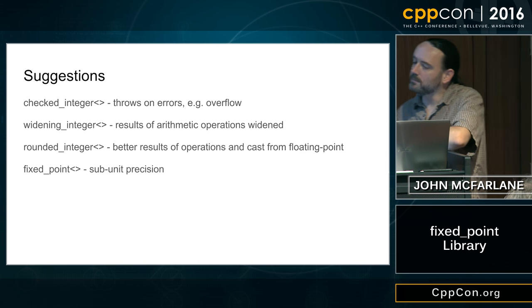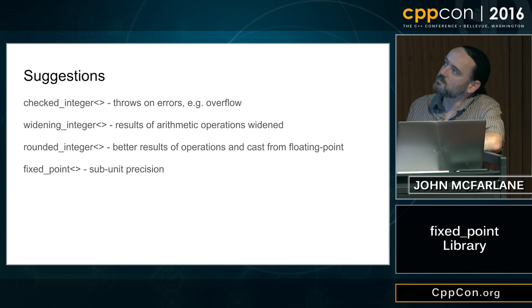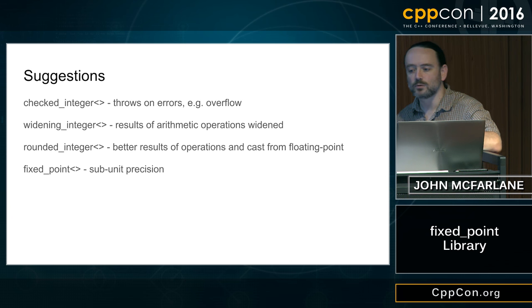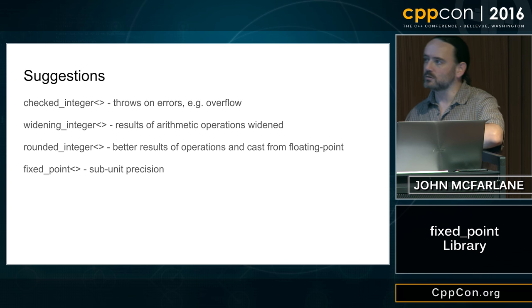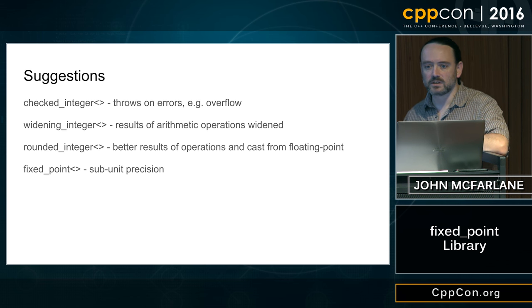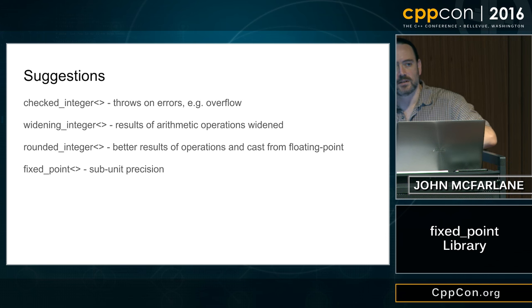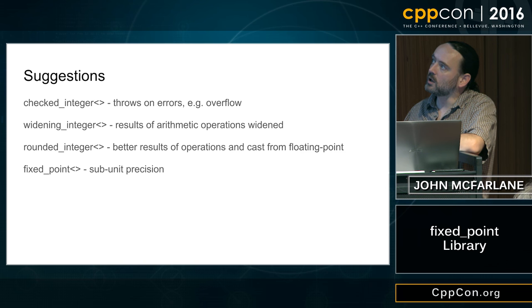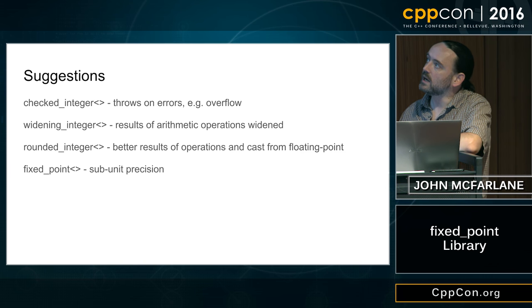Rounded integers. Now, again, this may or may not be something that is best represented as a type, but imagine an integer type which, instead of using the same rounding rules that a built-in int or short or long use, rounded to nearest. Rather than truncating the fractional part of a value, it rounded to the nearest whole number. You find that a lot of error is reduced with that kind of behavior.